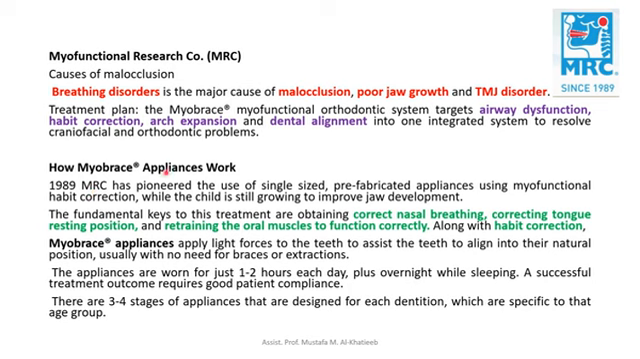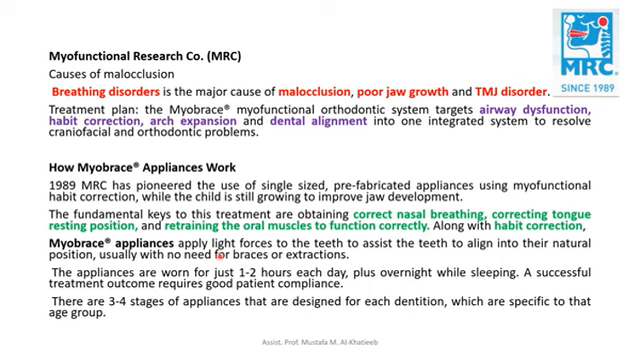How do Myobrace appliances work? In 1989, Myofunctional Research Company pioneered the use of single-size prefabricated appliances using myofunctional habit correction while the child is still growing to improve the jaw development. The fundamental keys to this treatment are obtaining correct nasal breathing, correct tongue rest position, and retraining the oral muscles to function correctly, along with the habit correction.